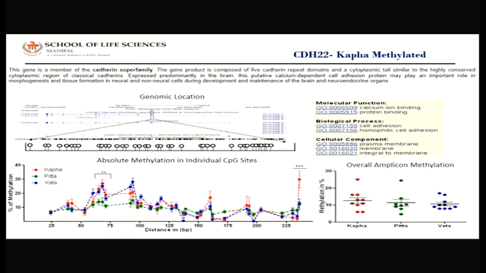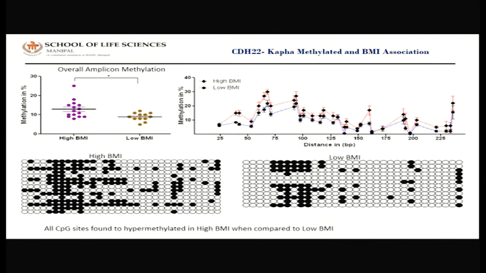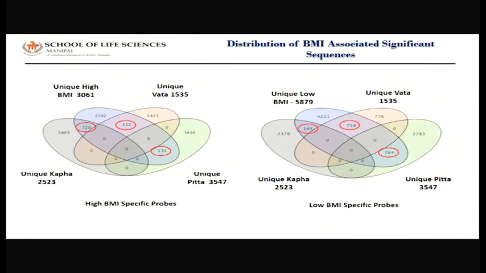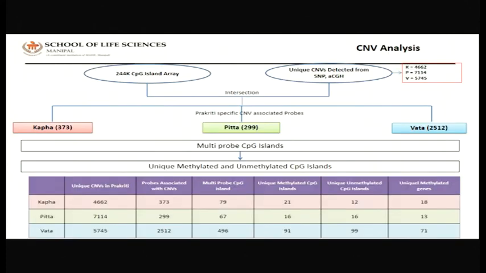Similarly, we also looked into a cadherin superfamily protein, CGS22, which is Kapha methylated and also associated with BMI, as indicated here. With high BMI it is methylated, and with low BMI it is less methylated. And these data gave us an indication of those sequences within the human genome which are differentially epigenetically regulated, and these provide us with the potential opportunity to look at how epigenetically regulated DNA methylation signatures may contribute to the phenotype of BMI associated with the individuals.